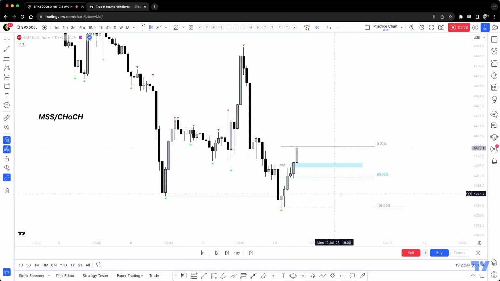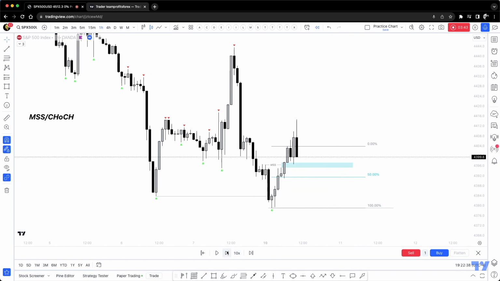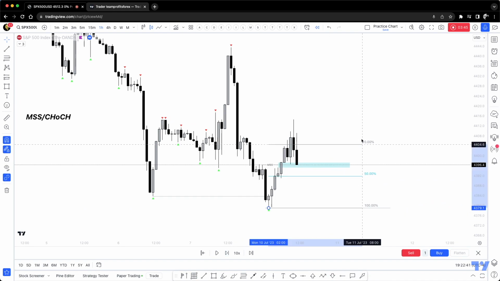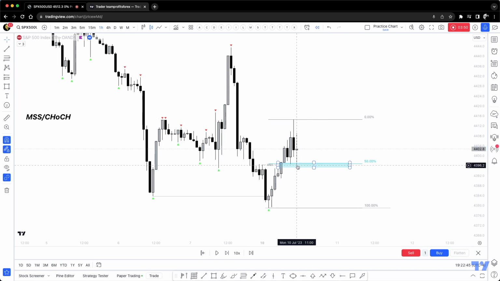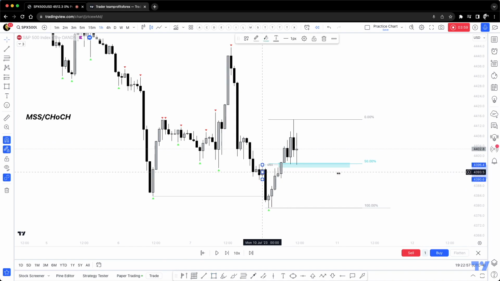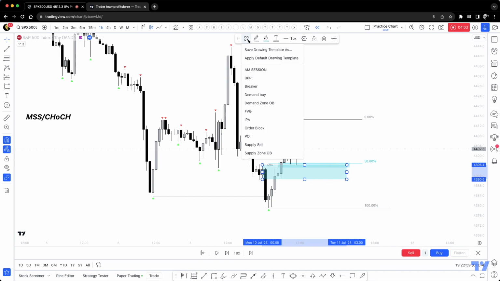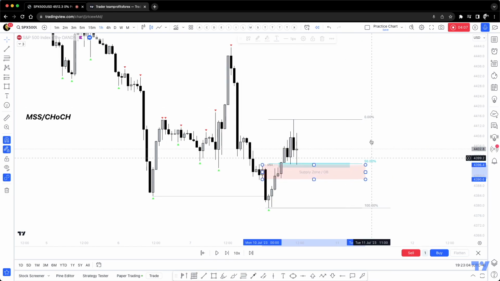I want the price to be in a discount, so I need to wait a little bit more. Let's see what it does. You see, price did go higher this time, and the actual zone is right here. We're touching that fair value gap. Price starts to go lower. Just for this scenario, I want to mark it to see what's going to happen. By the way, this was a supply, but this is actually a breaker right now. No, I'm sorry, let me put the breaker right here.